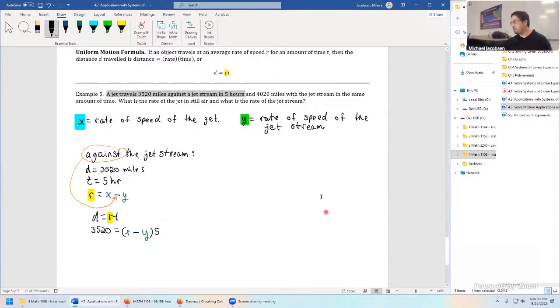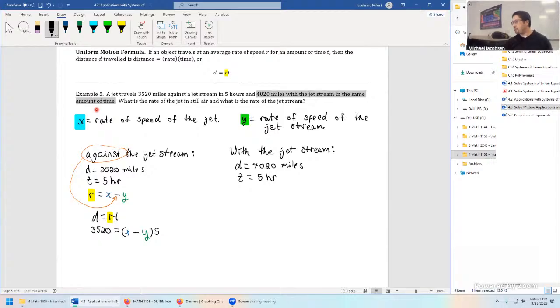Okay, well, let's turn over to this part. So this time we're going with the jet stream. So let's label that with the jet stream. The jet stream is pushing with the plane, and that's why it went a greater distance in the same amount of time. So distance is 4,020 miles. It said the same amount of time, so we interpret that. T for time is back to 5 hours.